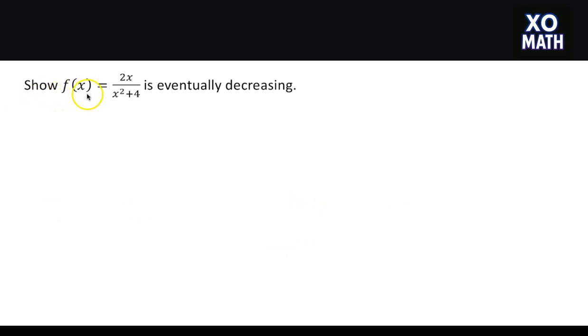We want to show f of x equals 2x over the quantity x squared plus 4 is eventually decreasing. Let's remember from Calculus 1, if f prime of x is less than 0, then f of x is decreasing. So we'll start by finding the derivative of f of x.